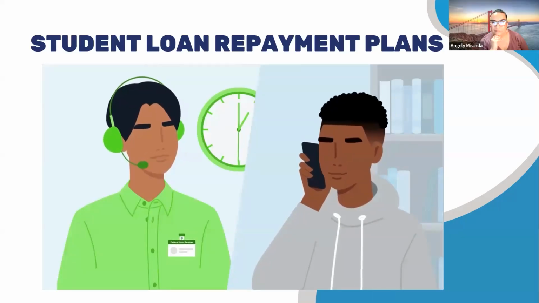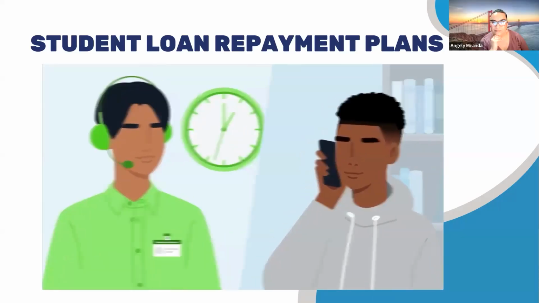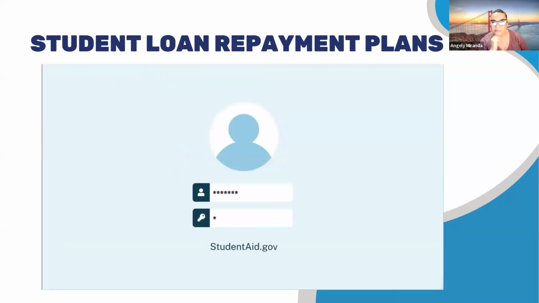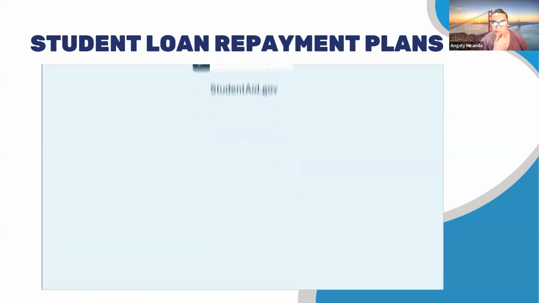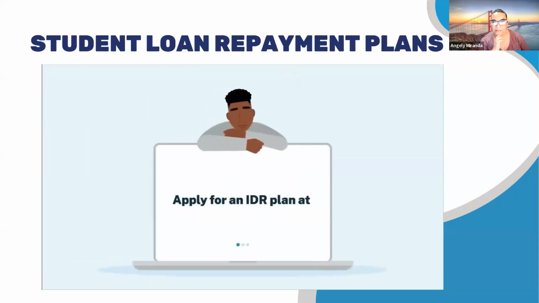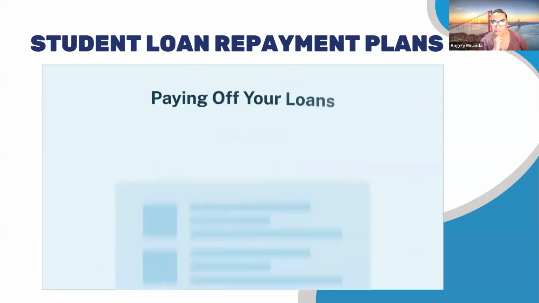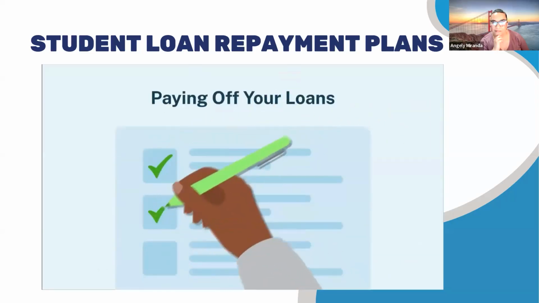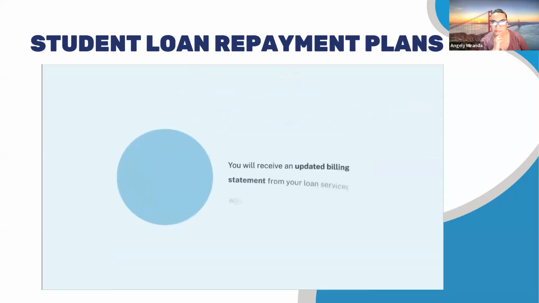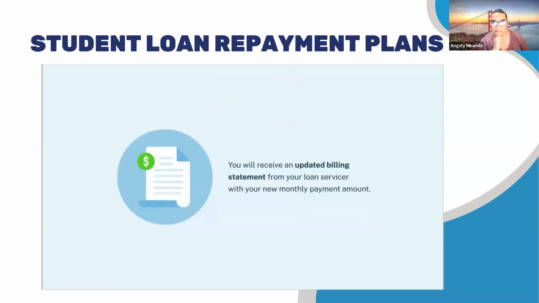We work closely with loan servicers to handle payments. You can log into studentaid.gov to find contact information for your loan servicer. Or if you're interested in an income-driven repayment plan, you can apply online at studentaid.gov/IDR. Once you're on a repayment plan that fits your financial goals, you'll receive an updated billing statement from your loan servicer with your new monthly payment amount.